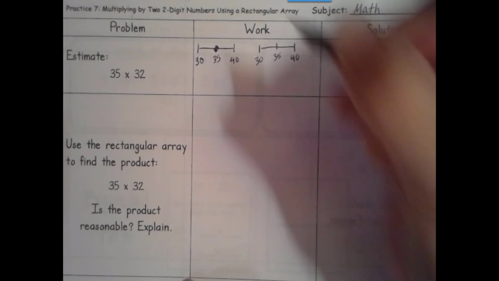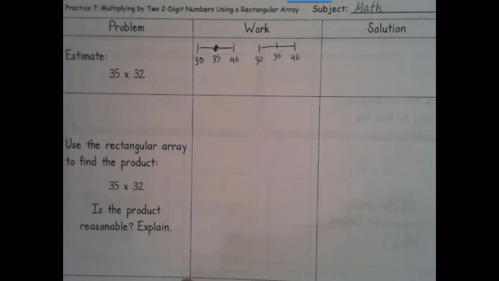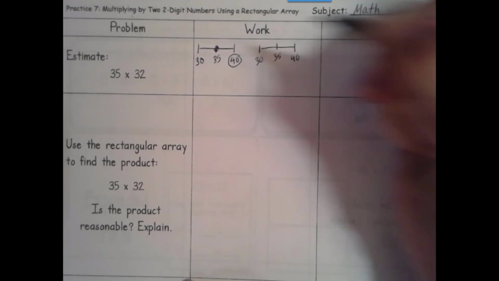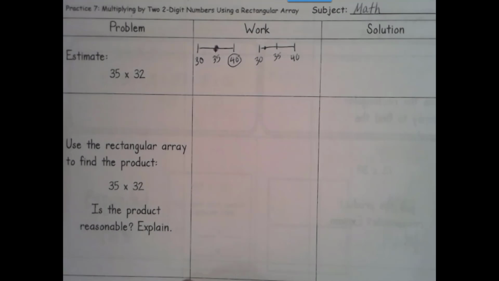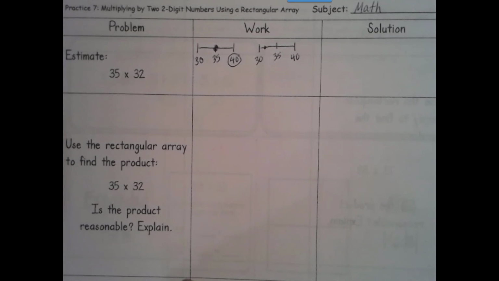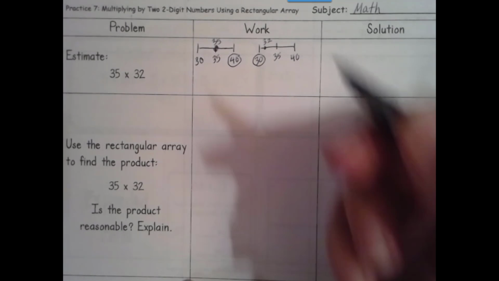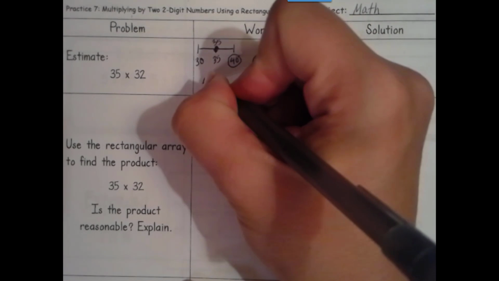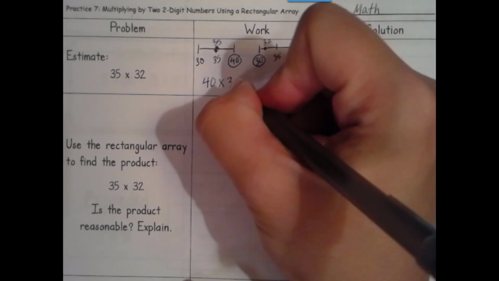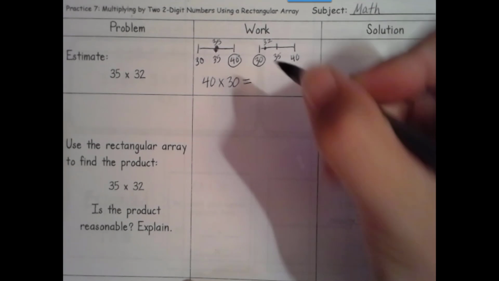Well, this first one is on 35. Remember, when it's on the midpoint, on the benchmark, we go up. Here, 32 is closer to 30. So 35 is right in the middle. When it's right in the middle, we go up. 32 is closer to 30. So we have 40 times 30.